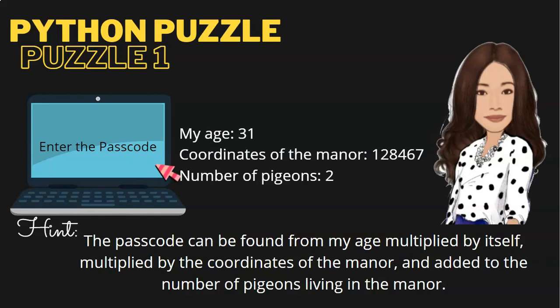So, here's the challenge. What's the passcode? The passcode can be found from my age multiplied by itself, multiplied by the coordinates of the manor, and added to the number of pigeons living in the manor.